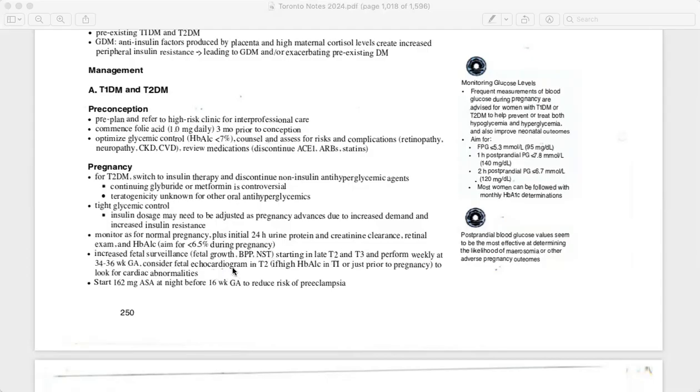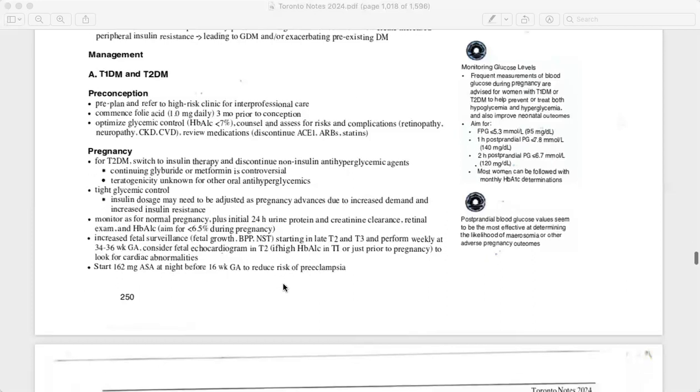Consider fetal echocardiogram. So usually for fetal surveillance, what you are going to do is basically check if the fetus is doing okay, if their heart is doing okay. That's why fetal echocardiogram is usually done, because they might develop a heart condition. Cardiac anomalies are very, very common. Now, start 162 aspirin at night before 16 weeks of gestation to reduce the risk of preeclampsia.